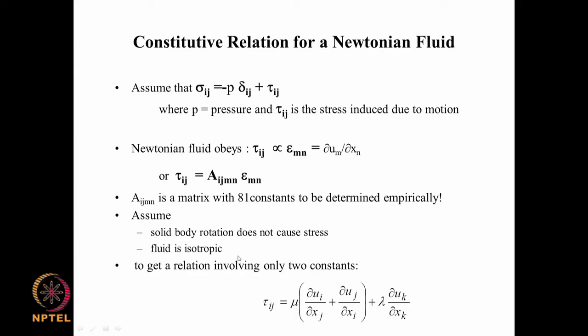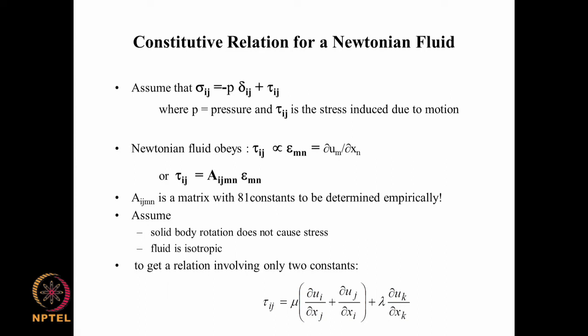And if you further assume that fluid is isotropic, then one can show that these 81 constants are not 81 independent constants, there are only 2 independent constants, and you can derive a relation involving 9 individual components here and 9 components here in this very simple form, and this simple form has only 2 constants, mu and lambda here. Okay. So, we are saying that tau ij here is mu times dou ui by dou xj plus dou uj by dou xi plus lambda times dou uk by dou xk.